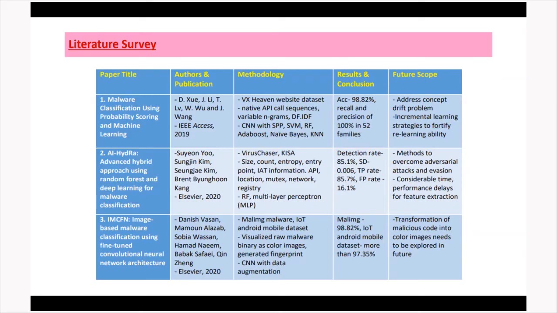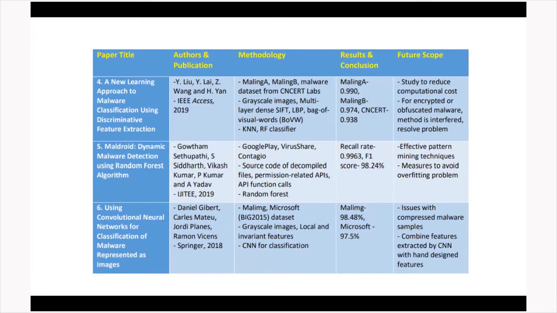The next paper is Al-Hydra. They have used VirusChaser and Kiza as their data set. The size, count, entropy, entry point, IAT information, and so on were used as the features, and RF and multi-layer perceptron were used for classification. The detection rate obtained by them was 85.1% with a standard deviation of 0.006, a true positive rate of 85.7%, and a false positive rate of 16.1%. These are some more.